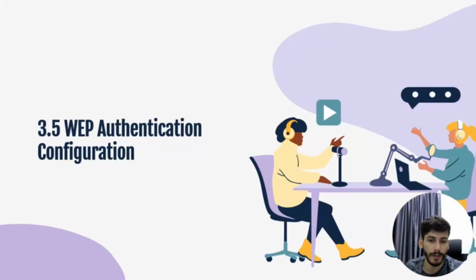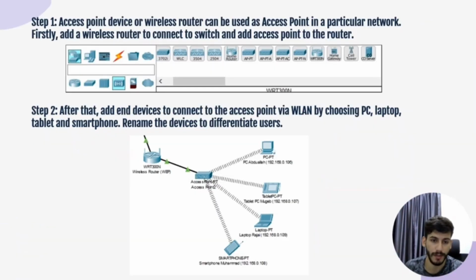Hello, we are going to explain the web authentication configuration. So let's move to the first step. The first step, the user access point: a device or wireless router can be used as an access point to a particular network. Firstly, add a wireless router to connect to the switch and add an access point to the router.